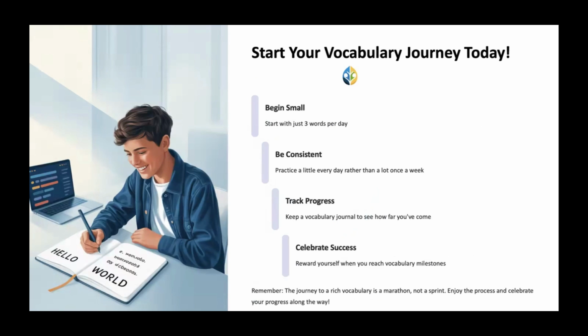But remember, start your vocabulary journey today. Begin small, be consistent, track progress, celebrate success, and remember, most importantly, the journey to a rich vocabulary and a better grasp of a language is a marathon, not a sprint. Enjoy the process and celebrate your progress along the way.